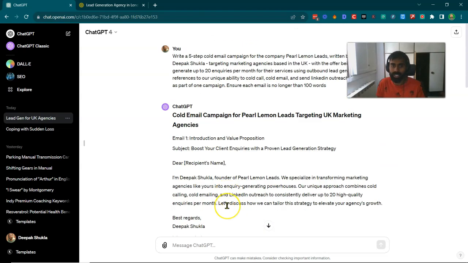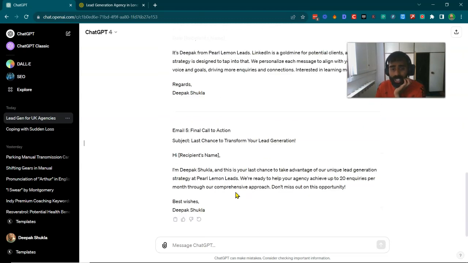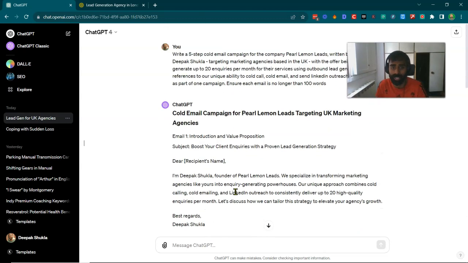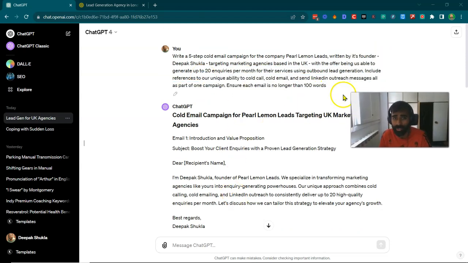So this is a very effective way to put together a cold email campaign that's short, that's to the point, that's effective, and you can really use to generate sales inquiries for your business. There you have it. And the 100-word thing is really important. A clear USP is really important. Then it coming from Pearl Lemon Leads is really important. And this is how in less than 4 minutes you can generate a really strong email sequence using ChatGPT.